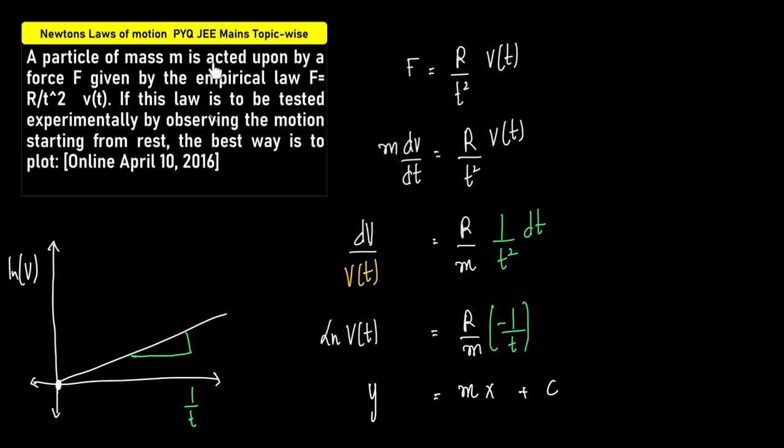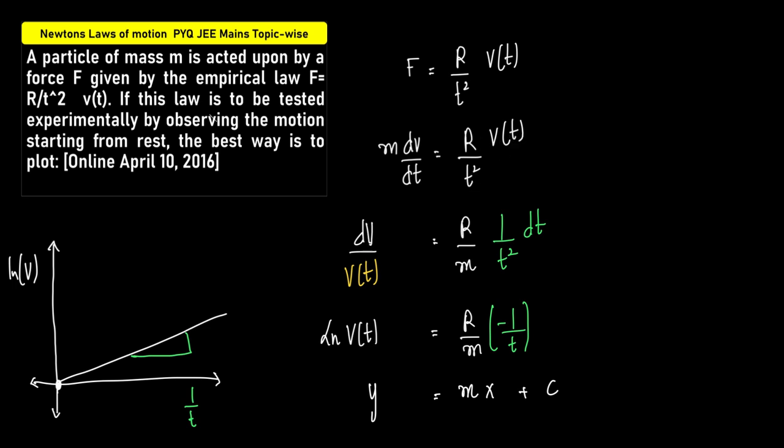A particle of mass m is acted upon by a force given by the empirical law F is equal to r by t square into v of t. If this law is to be tested experimentally by observing the motion starting from rest, the best way to plot this. So given F is equal to r by t square into v of t, now what is F? F is equal to ma, and a is dv by dt. So F is equal to m into dv by dt, equal to r by t square into v of t, which is actually a function of t.